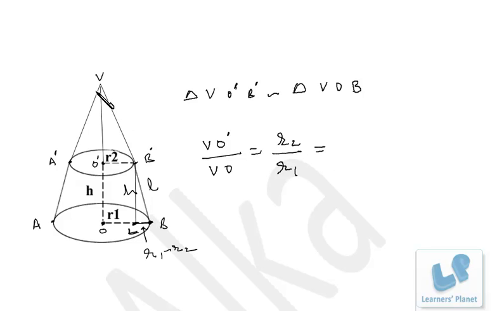and the third side is this total length. I assume the total length VB to be L1, this total length. So for this triangle, this length will be total length minus this length, right? Now B dash is L, that is the slant height of this frustum. So this length will be total length minus this length, that is L1 minus L, and the total length is L1, right? So the sides are in proportion.